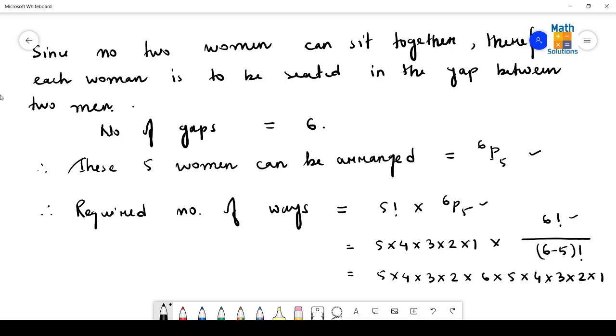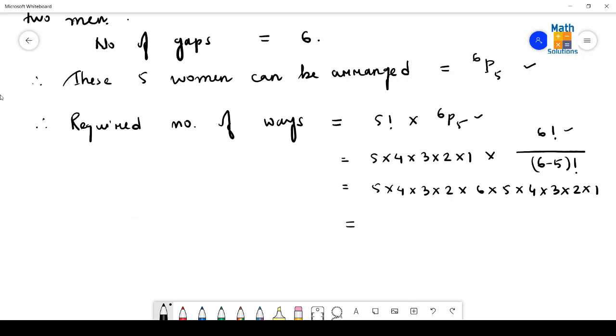After complete multiplication, the result is 86400, and this is the answer of this question. So questions involving circular permutation are of this kind and are to be solved in this way. Now let us come to another question.